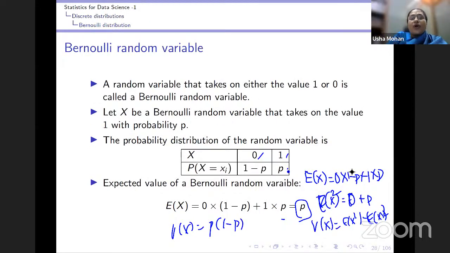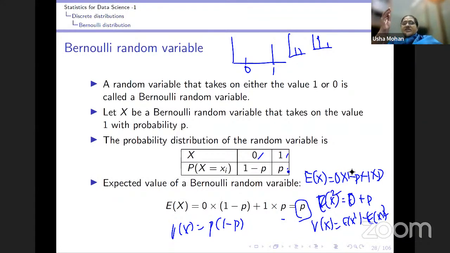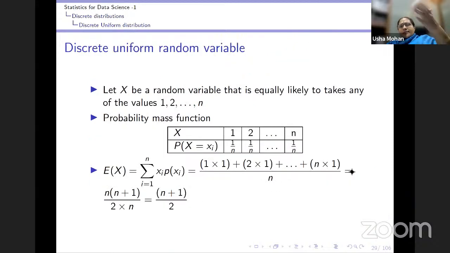If I have to plot this PMF, I know that X takes the values 0 and 1. This bar is 1 minus P, and this is P. If P is half, I get the bars equal. If the probability of success is more than the probability of failure, I get it this way. If the probability of failure is more than the probability of success, I get it this way. This is how you can understand the expectation and variance of this random variable. Now, suppose I roll a die. What are the possible outcomes of that die?